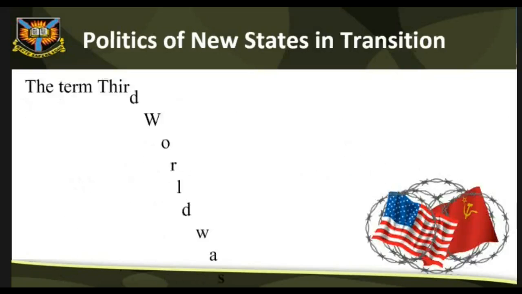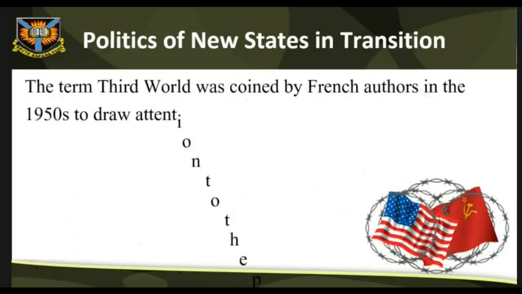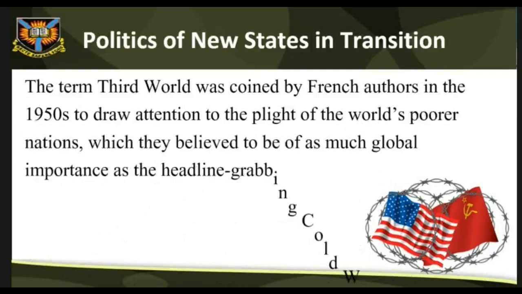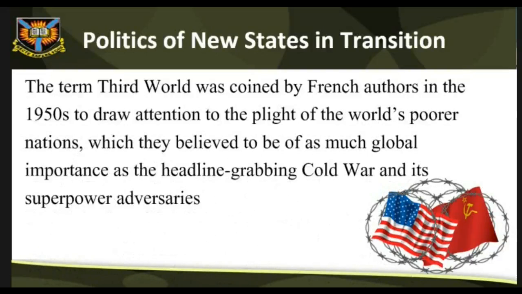The term Third World was coined by French authors in the 1950s to draw attention to the plight of the world's poorer nations, which they believed to be of as much global importance as the headline-grabbing Cold War and its superpower adversaries. To make their point, they adapted a terminology from the French Revolution. In the mid-20th century, a long neglected and oppressed Third World was struggling for recognition and power, just as the third estate of the common people had done against the privileged and powerful clergy, the first estate, and the nobility, the second estate, in the 1780s.